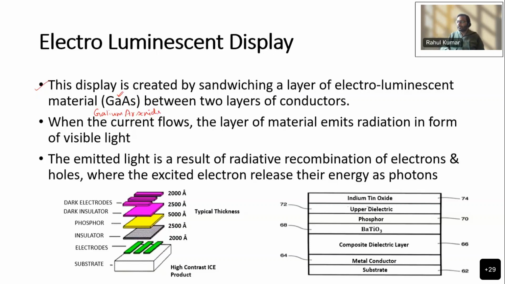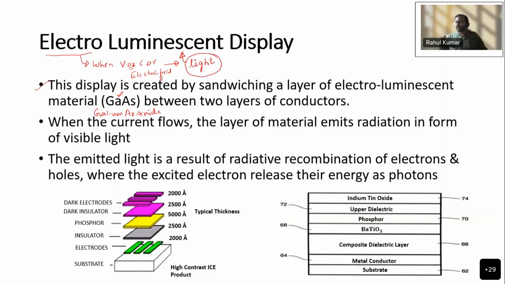Luminescent, generally speaking, means the property of producing light. So electroluminescent means when some electrical property, maybe some voltage or current or electric field, is applied to this electroluminescent material, it will produce some light.